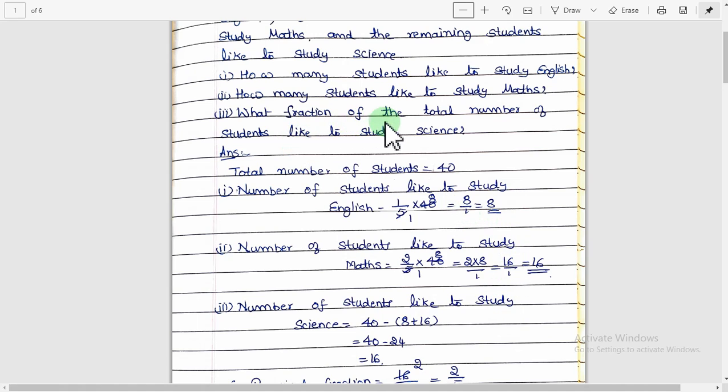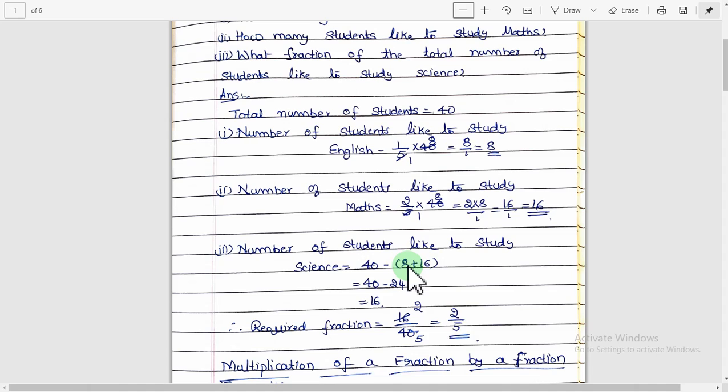Now, what fraction of the total number of students like to study science? Before we find the fraction, we will find the actual number of students who like to study science. For that, the fraction is not given. How can we calculate? Here only 3 subjects are given. So out of 40, 8 students like to study English and 16 students like to study maths. By adding these two and subtracting from 40, the remaining students like to study science. So 8 plus 16 is 24. 40 minus 24 is 16. So the number of students who like to study science is 16.